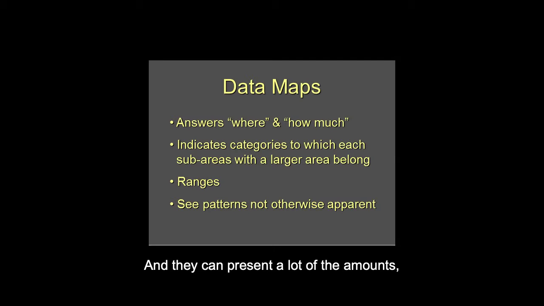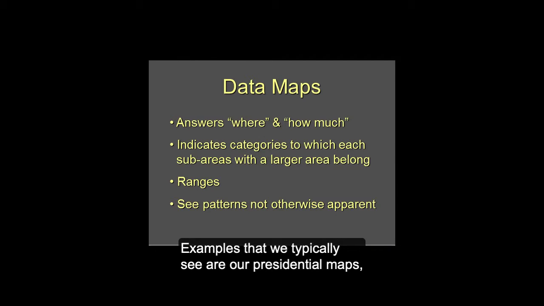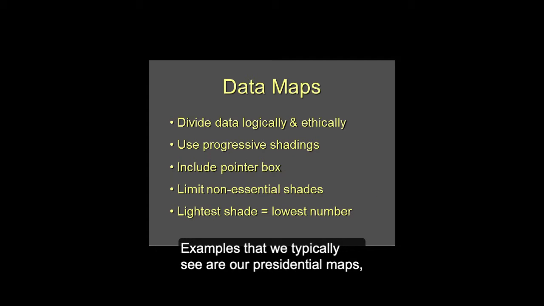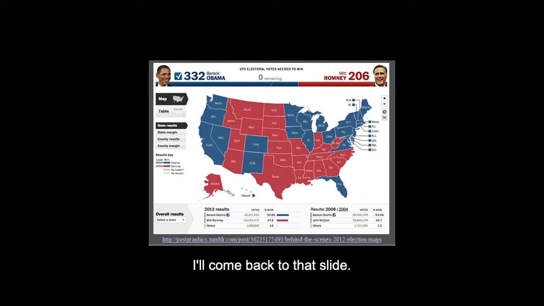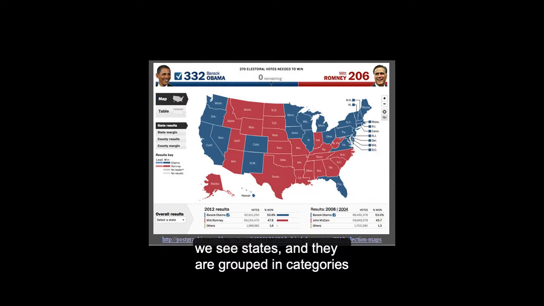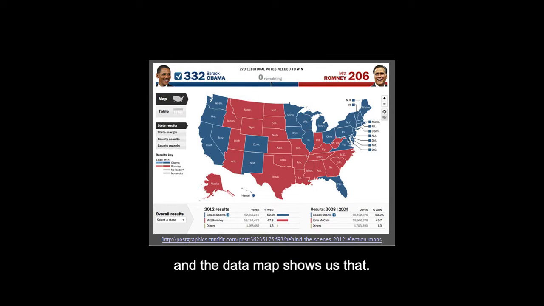And they can present massive amounts of data in a small space. Examples that we typically see are our presidential maps. I'll come back to that slide. Here you see an example of, when we have an election, we see states and they are grouped in categories, and the data map shows us that. We also see weather maps using these.